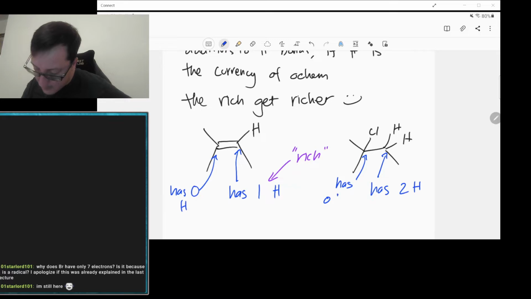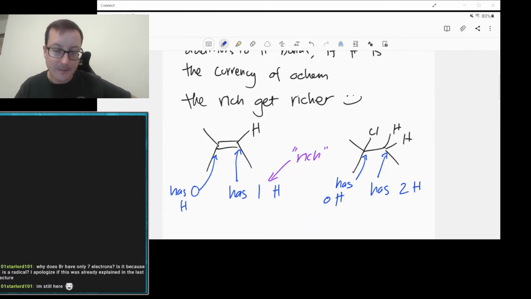If this were a nice equitable universe, it would be so lovely to have them be of equal wealth. But no, it is reality. Capitalist America, rich get richer. So the one that has the most hydrogen will get more hydrogen. So if one has two, the other has one, the one that has two gets the other one.